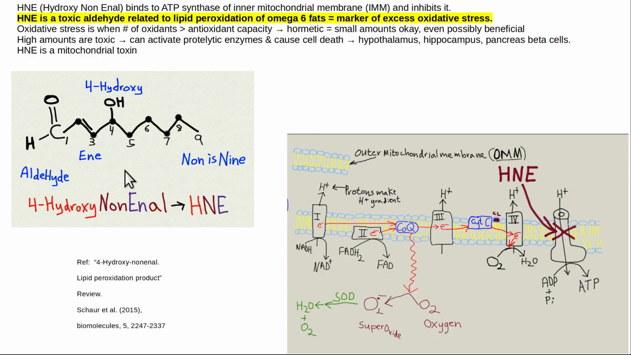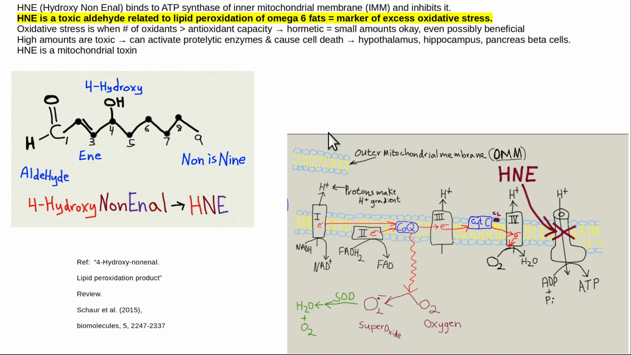So here's the nomenclature. Non means 9, so non is 9 carbons, okay? En means double bond, so here's the double bond on it. Al means aldehyde, meaning that there's a carbonyl group attached to a hydrogen, rather than if it was a hydroxyl group here, then that would be a carboxylic acid. It's called 4-hydroxy because the hydroxy group, the OH group, is located on carbon number 4. So that's why it's 4-hydroxynonenal, and it's usually abbreviated HNE.